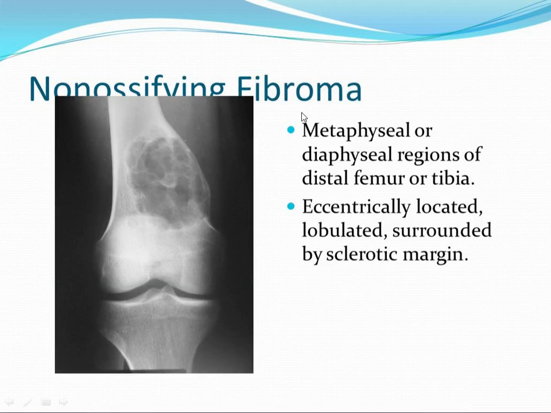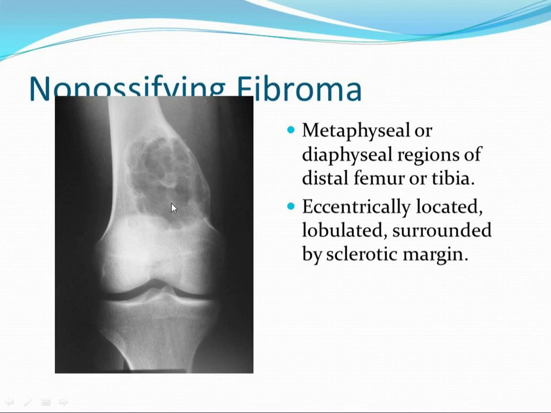So another one is a non-ossifying fibroma. Here, see the difference. It is seen in the metaphyseal or diaphyseal regions of the distal femur and distal tibia, either metaphysis or diaphysis. This is non-ossifying fibroma. The difference is it is eccentrically located. Eccentrically means one side. It is not in the center. It is seen especially on one side of the cortex. Lobulated. These are the lobules. See, septa are seen, surrounded by a sclerotic rim. This is very clearly seen in non-ossifying fibroma.